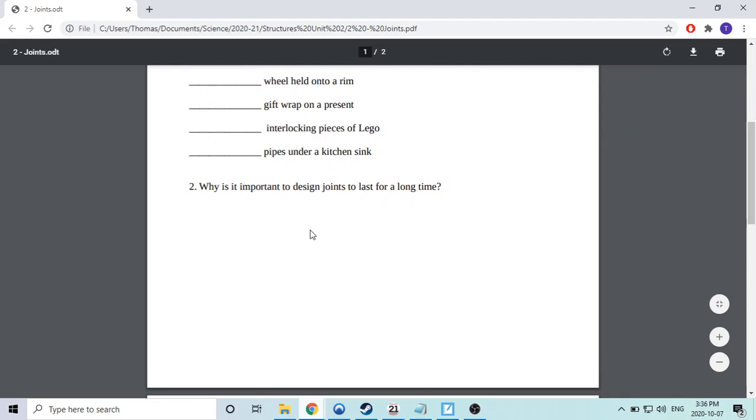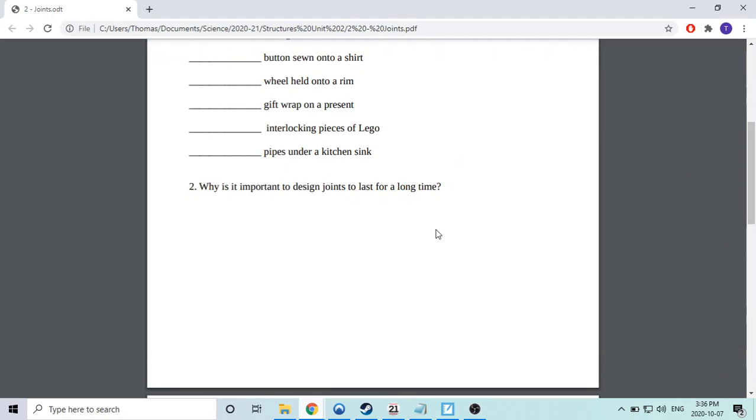Okay, the second question. Why is it important to design joints to last for a long time? Right? If the joint doesn't last very long, if the hinges on your door did not last for a long time, what would happen? Think about that. Why is it important for joints to last for a long time? What would happen if they didn't last for a long time? Would that be good or bad?